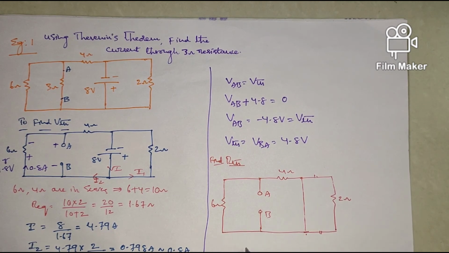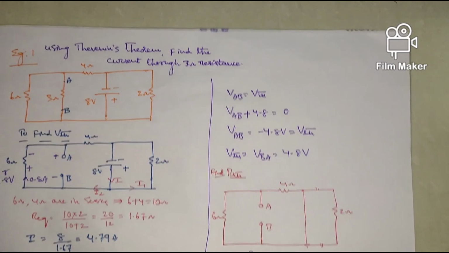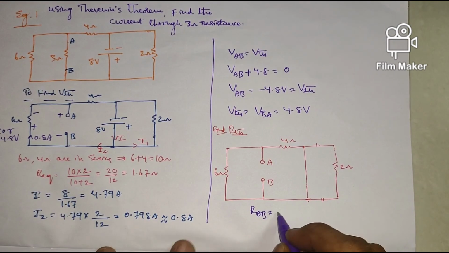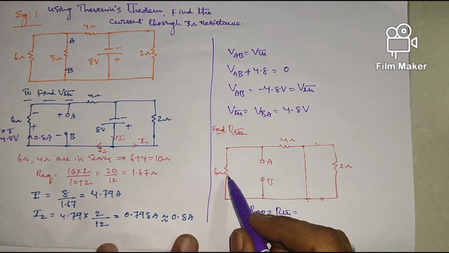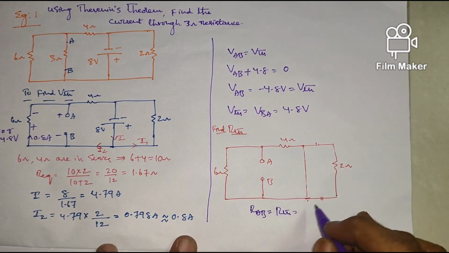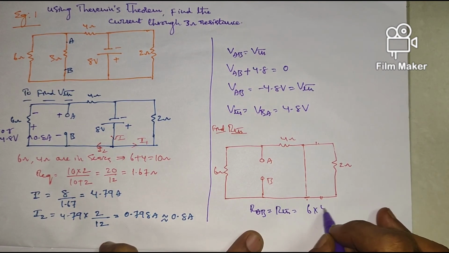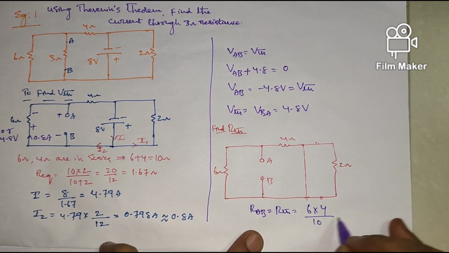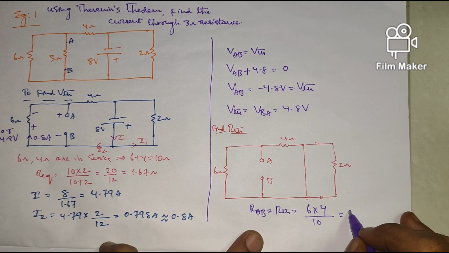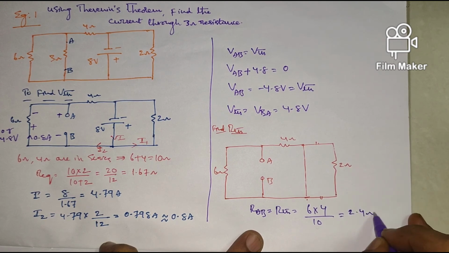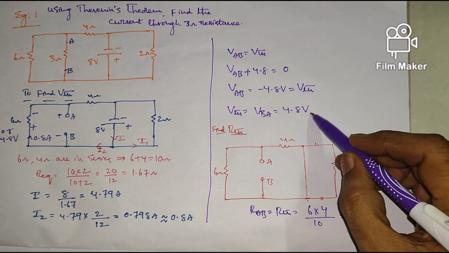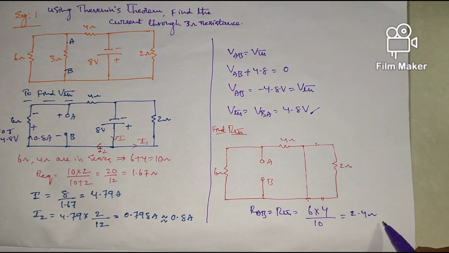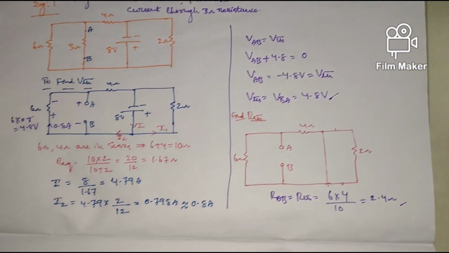Now the magnitude of RAB, which is equal to R Thevenin, is nothing but the parallel combination of 6 ohms and 4 ohms. Hence 6 into 4 by 6 plus 4, that is equal to 10, which gives a value of 2.4 ohms. Once we have got the magnitude of Thevenin's voltage and Thevenin resistance, we can construct a Thevenin's equivalent.